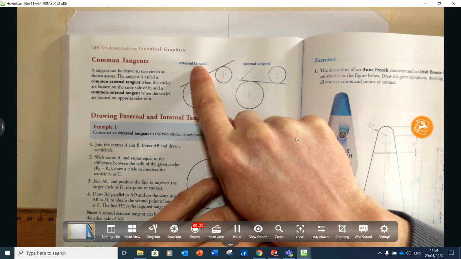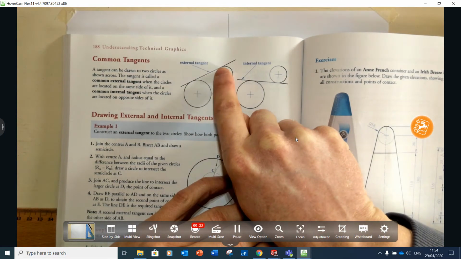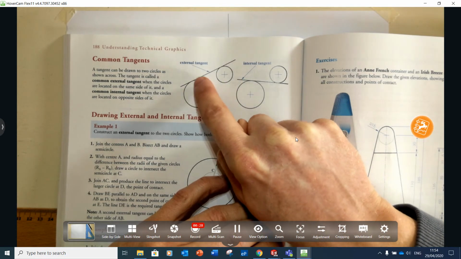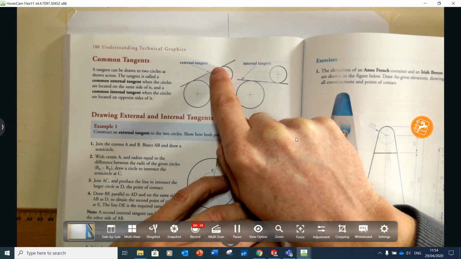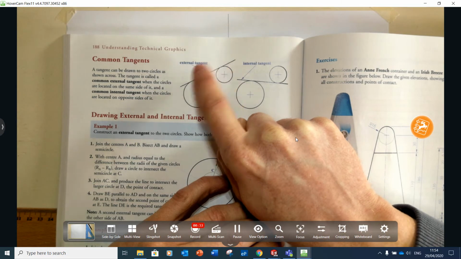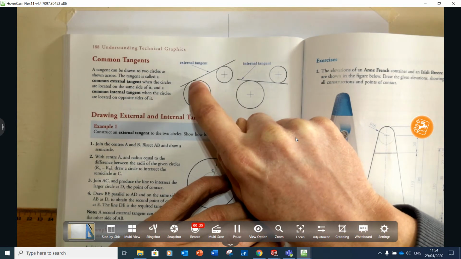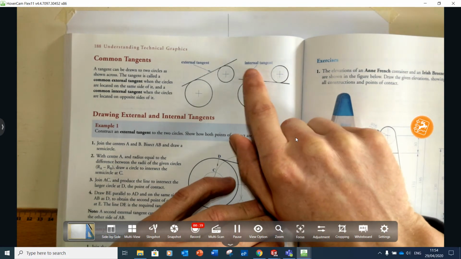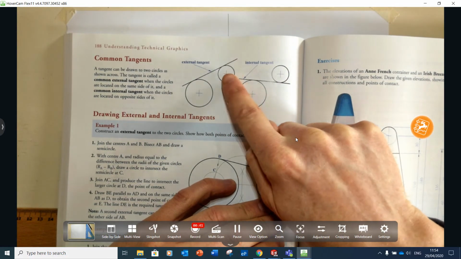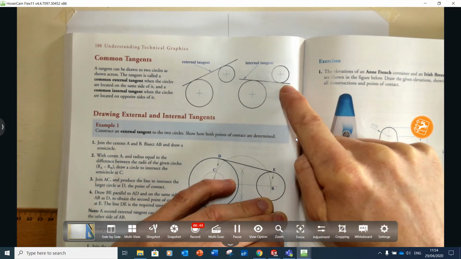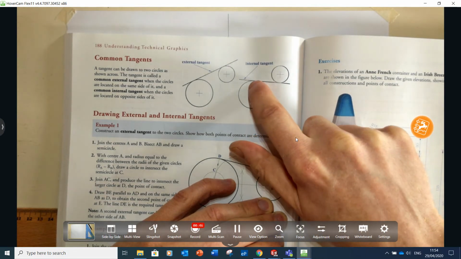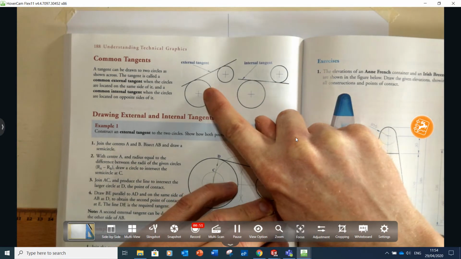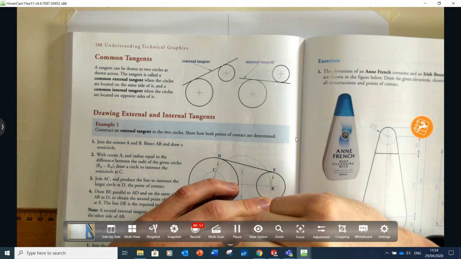So an external tangent is a tangent, once again, only this time it touches two circles. So remember, a tangent touches a circle at one point only. And this tangent here, the external one, touches the outside of both the circles at one point only. The internal tangent, on the other hand, just passes inside both the circles, and it still only comes into contact with it at one point on each circle. So external and internal tangents.